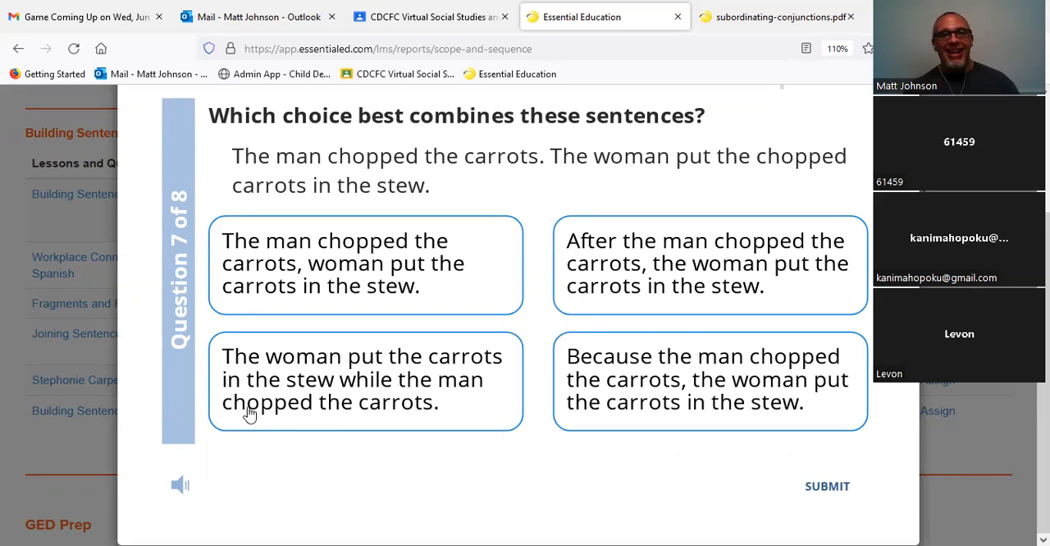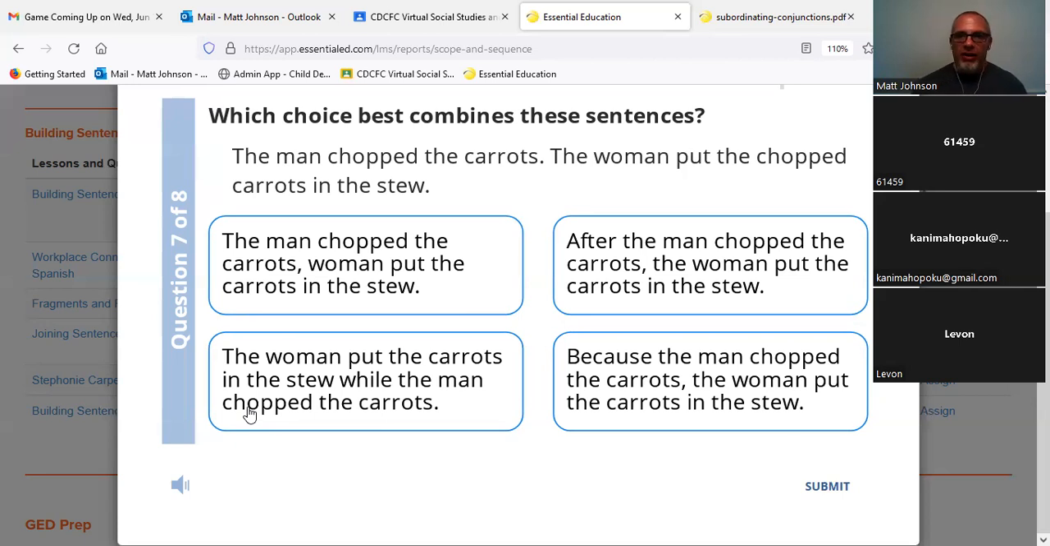Okay, that's changing the sentence, right? You need that article in front of woman. That's no longer an independent clause. After the man chopped the carrots, the woman put the carrots in the stew. Now we're showing a relationship with the advancement of time. Okay, this is sounding good. That's probably the one we're going to want.